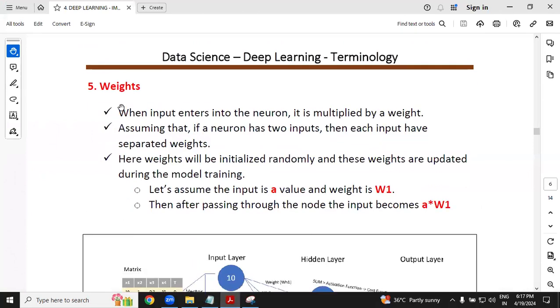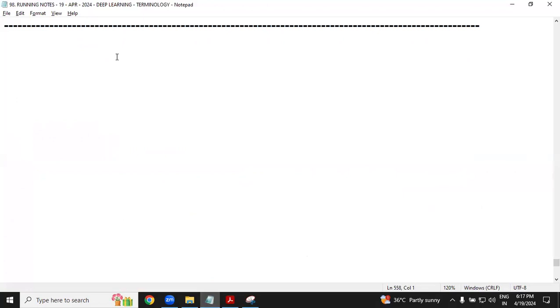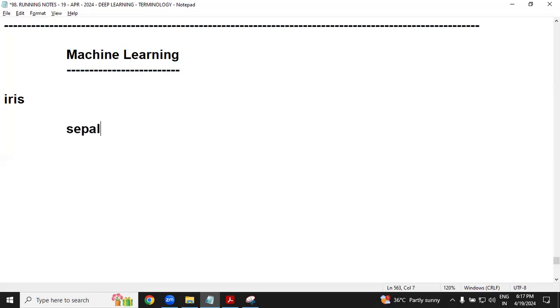The next one is weights. Very simple, I'm repeating again. Go to machine learning, the famous Iris data set. In the Iris data set, the first one is sepal length, next is sepal width, next is petal length, next is petal width.